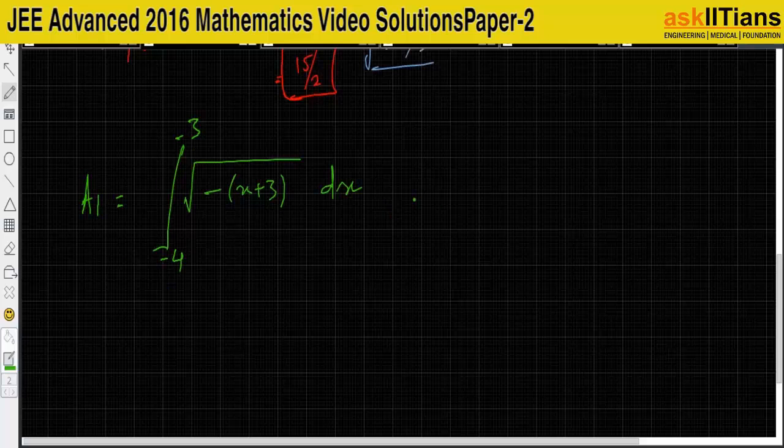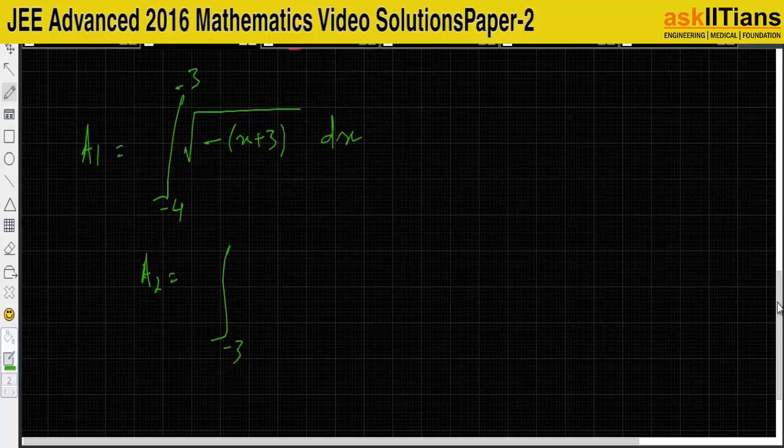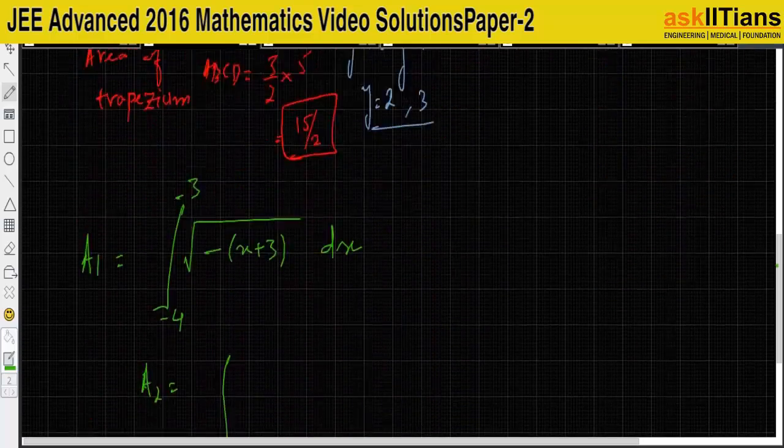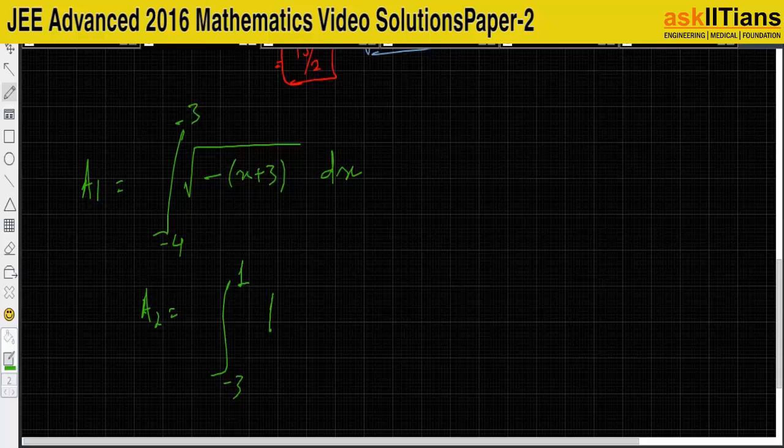So we can integrate and find out the value of A1. A2 will be, I'll integrate from minus 3 to 1, right? This point is 1, yeah. So minus 3 to 1, under root of x plus 3, now my curve is x plus 3, and then dx. So I need to integrate both of these and find out the areas of both these regions.